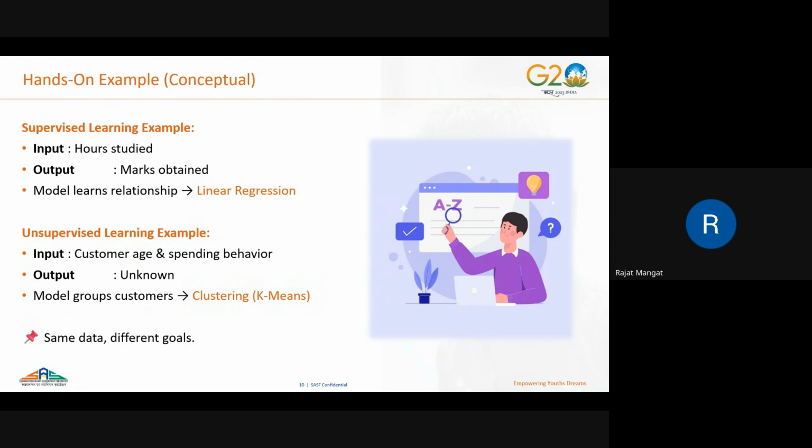Unsupervised learning examples like customer age and spending behavior. So output is unknown. The model groups the customers based upon their behavior and age. We use here a clustering algorithm, that is k-means clustering. Okay. Algorithm part we will study later.